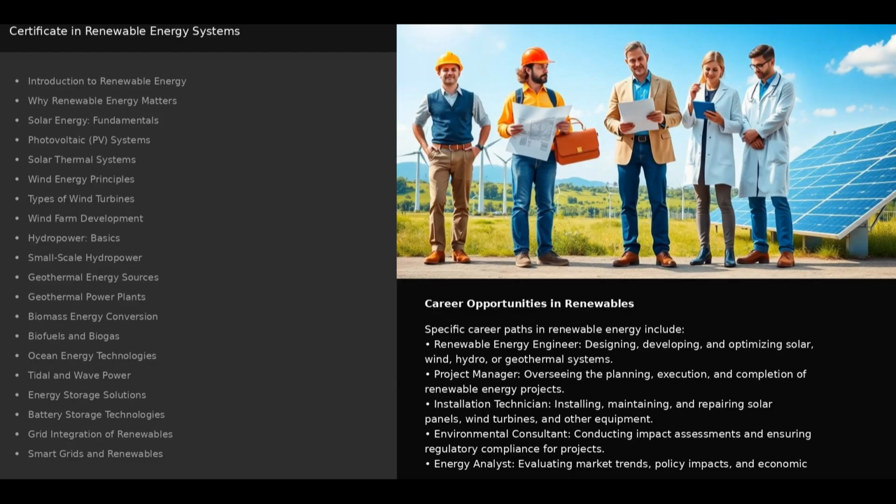Research and development scientist, innovating new materials, technologies, and efficiency improvements. Additionally, roles in sales, marketing, finance, and policy advocacy are vital for the sector's continued growth. Continuous learning and specialization in specific renewable technologies or aspects like energy storage and grid integration can further enhance career prospects in this exciting and impactful industry.